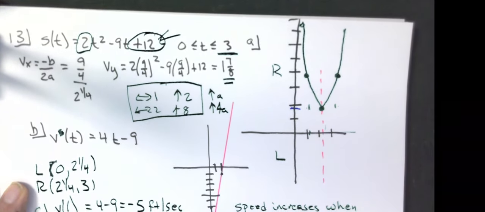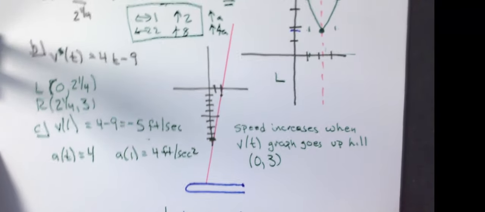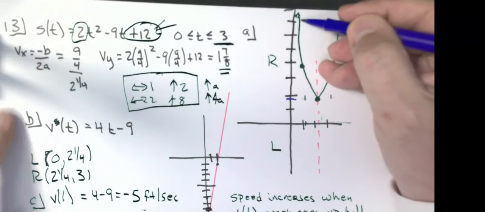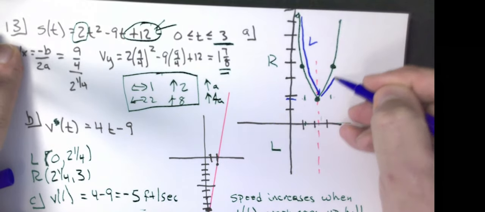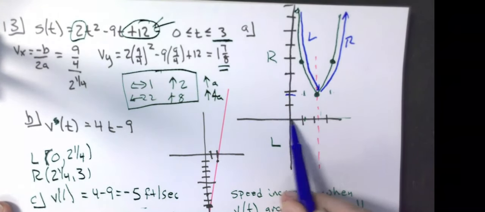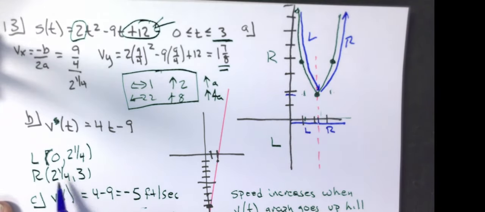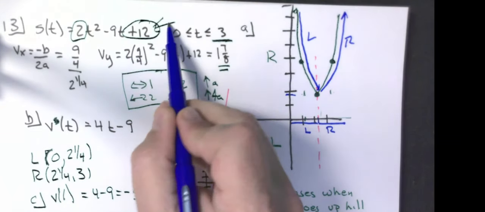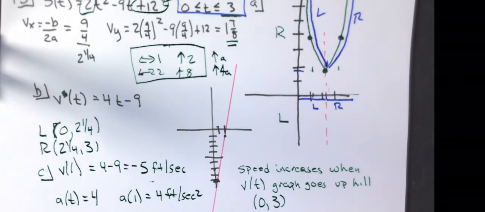Then it wanted to know, when is the object moving to the left? Well, if I drew this picture here, it's moving to the left on this region of the graph. Whenever it's moving down on this graph, it's moving to the left, and it's moving to the right here. So it's moving to the left from 0 to 2 1/4 seconds, and it's moving to the right from 2 1/4 to 3 seconds. And again, that's because they gave me that restriction on there.